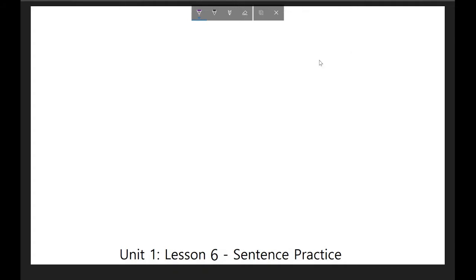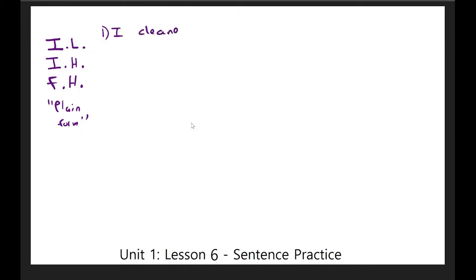I want to remind you that I taught you 3 new different types of conjugations in Lesson 6, and I called them the informal low respect, the informal high respect, and the formal high respect. Also in Lesson 5, you learn what I call the plain form conjugation. In each case, I'm going to tell you which conjugation you should use. The first sentence I would like you to try to translate is, I cleaned the room.